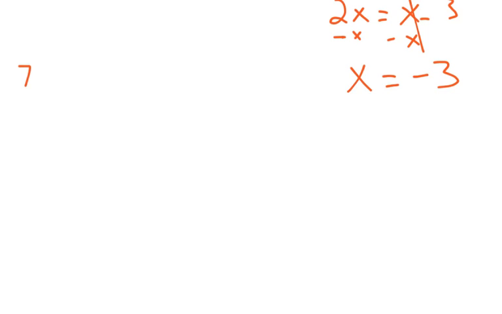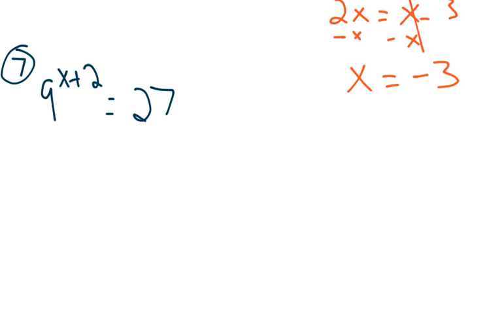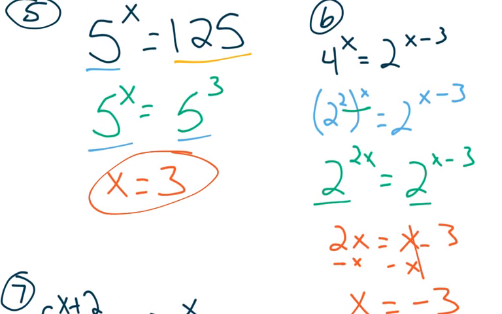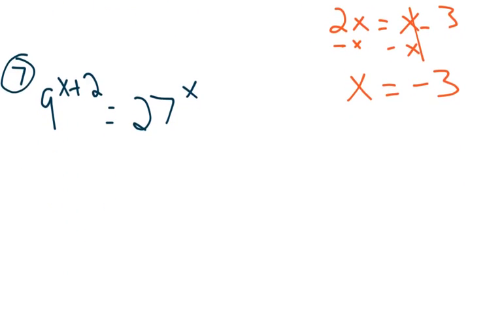This is number 7. Number 7, we've got 9 to the x plus 2 power is equal to 27 to the x power. Now, in these two examples up here, one of the bases, this one and this one, those two were already the base that we need to use. In this example here, neither of those bases are actually going to stay what they are right now.